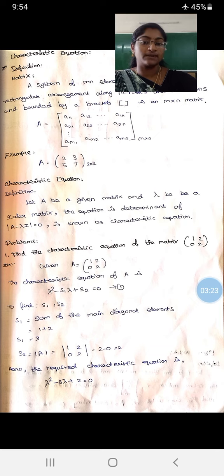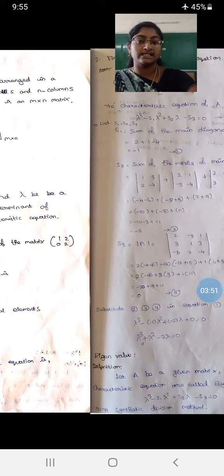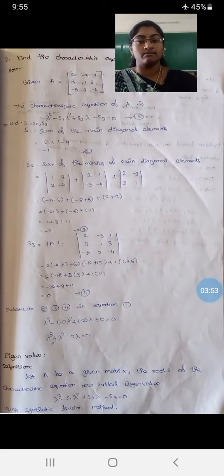Now substitute the S1 and S2 values in our first equation. Hence the required characteristic equation is lambda square minus the value of S1, which is 3, lambda plus the value of S2, which is 2, equal to 0. Hence the required characteristic equation is lambda square minus 3 lambda plus 2 equal to 0. So this is the formula for a 2 by 2 matrix, and also we will see the formula for a 3 by 3 matrix.